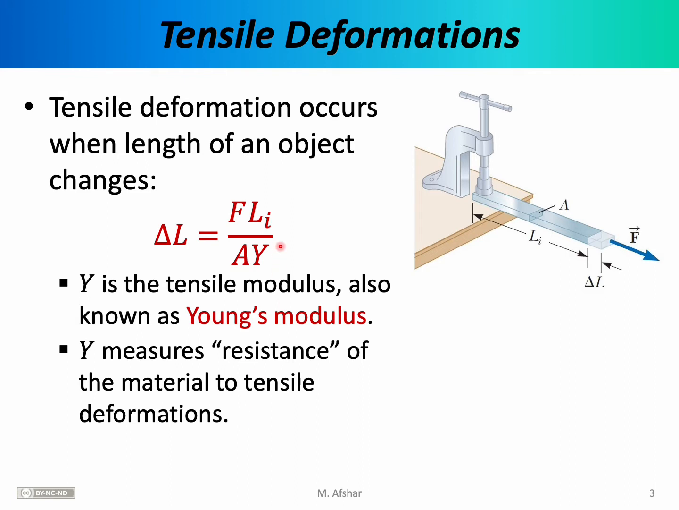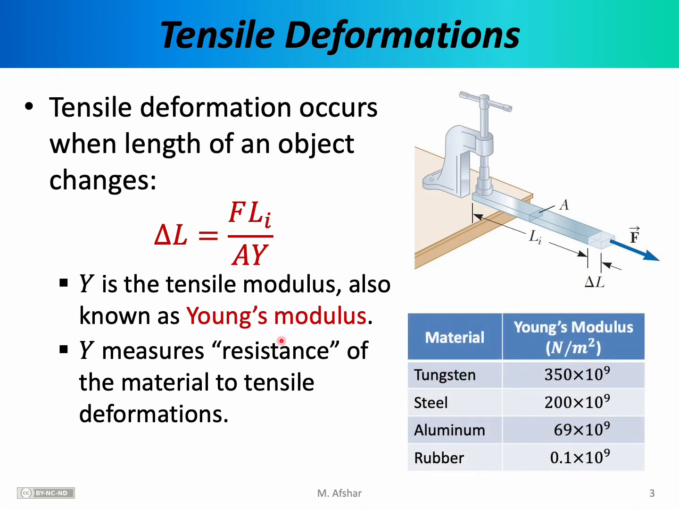Roughly speaking, this parameter Y basically tells us the type of material that we have. It essentially tells us how strong or how stiff the material is. Material scientists measure the Young's modulus for different types of materials, and the numbers are often provided in tables that you can find in your textbook.